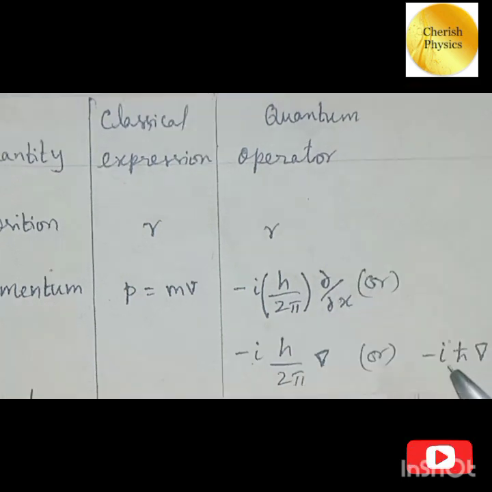In a simple form, we can write the quantum operator for momentum as minus i h cross del, since h cross is equal to h by 2 pi. This is a very simple form. We can easily recall it very soon. Minus i h cross del.